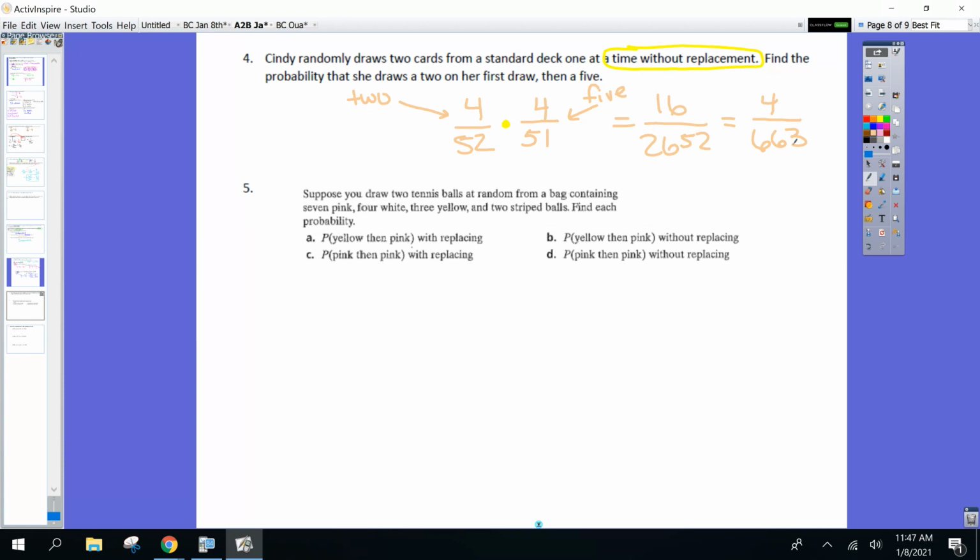All right. I really want to hammer this home now. This concept of replacing, not replacing. So let's finish up with number 5, parts A through D. You guys read how many tennis balls we have and how many colors we have of them. Okay, you're going to draw 2 tennis balls, so that tells you, okay, I'm going to multiply them. Yellow, then pink, with replacing. You're going to go yellow first, then pink, with replacing the first one.